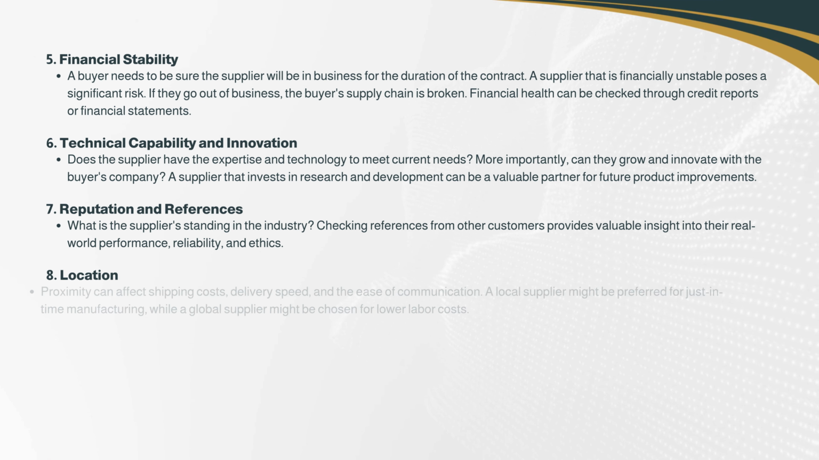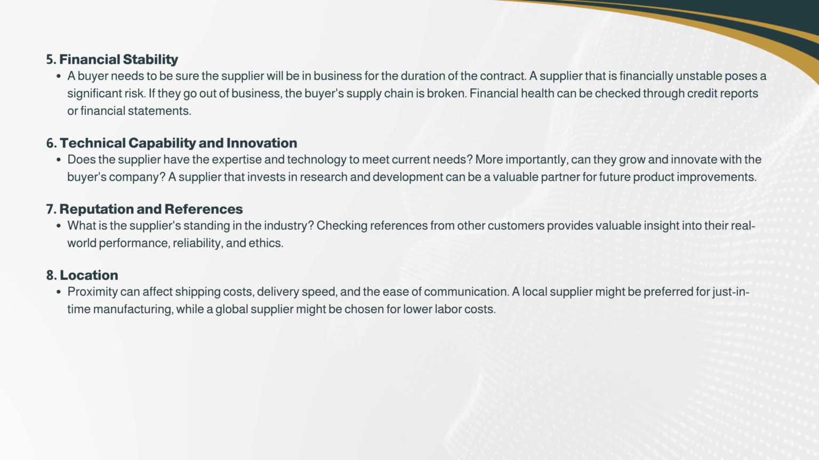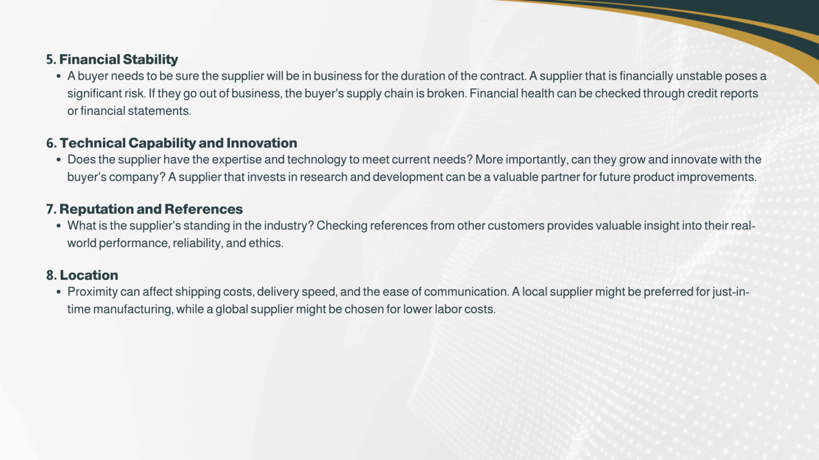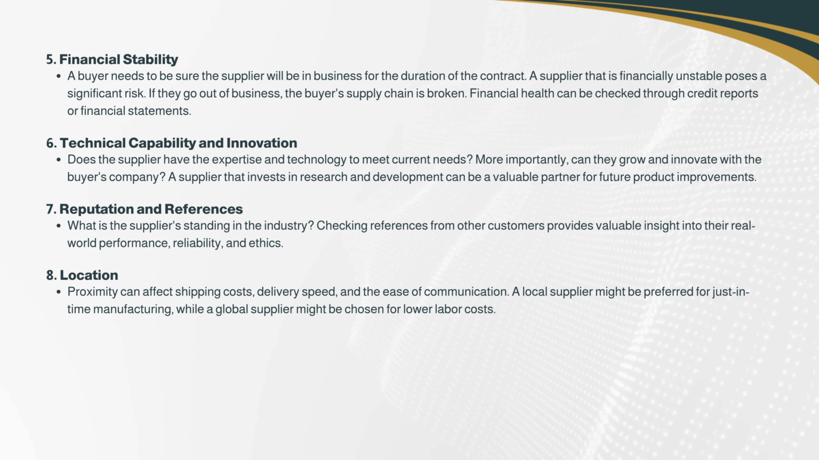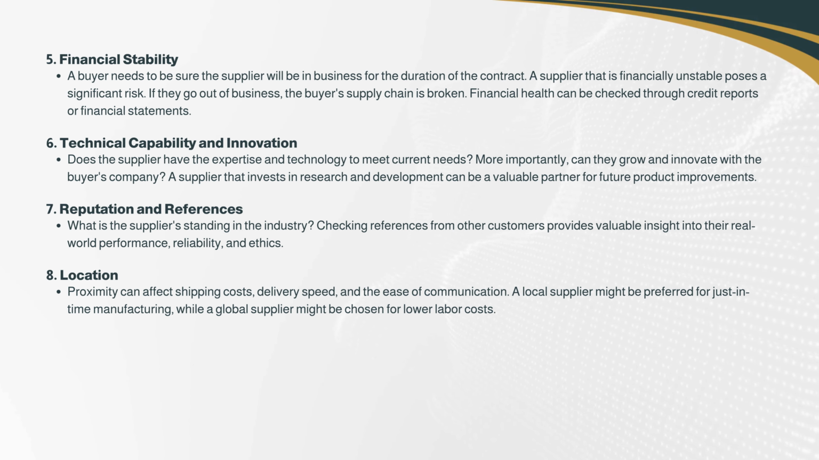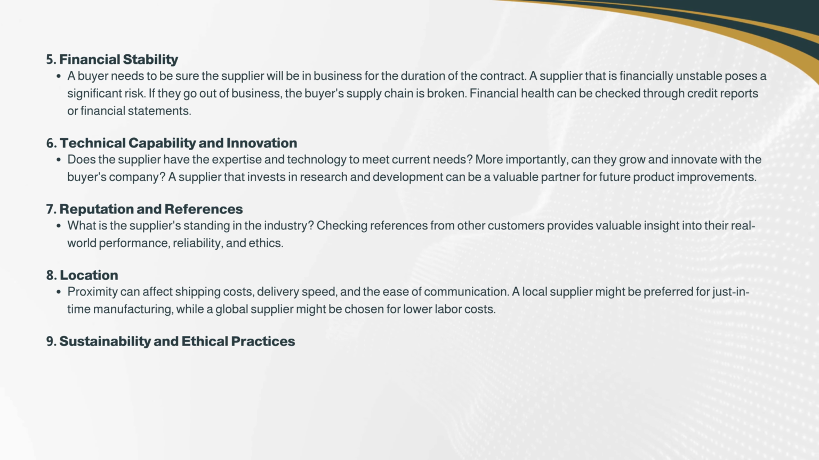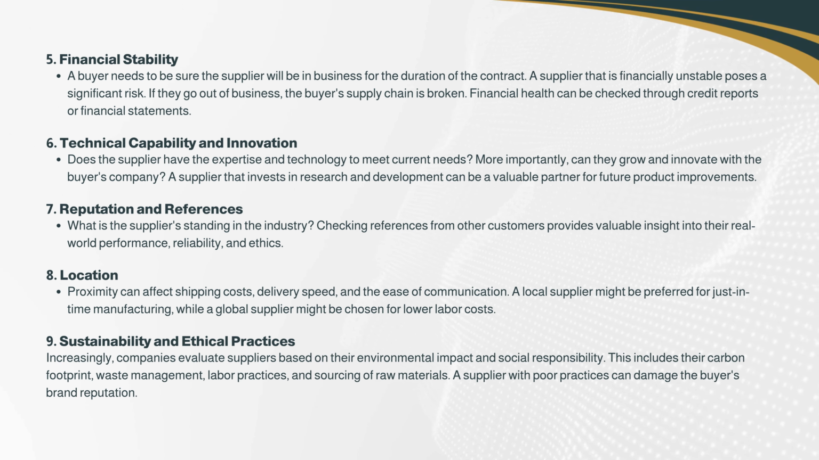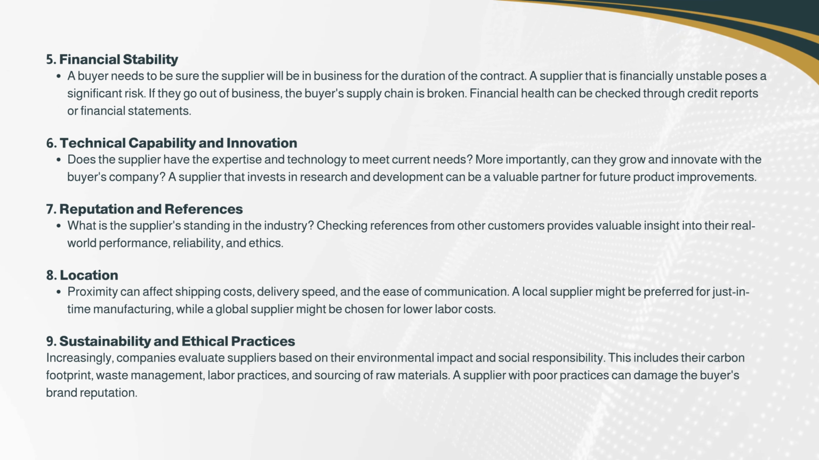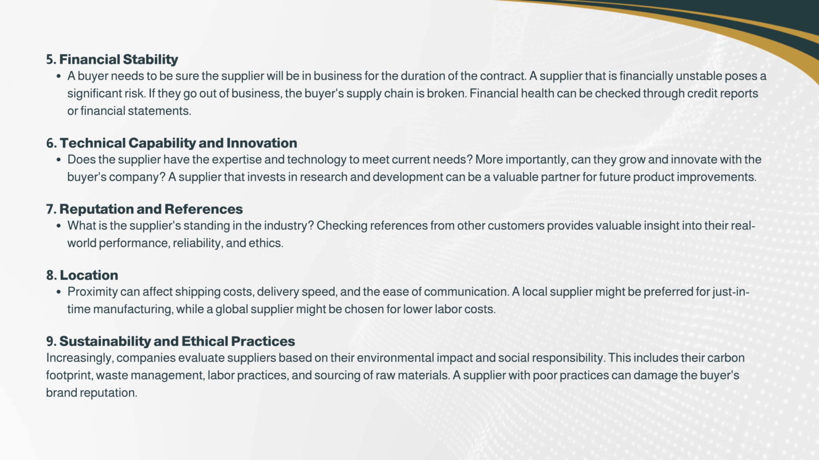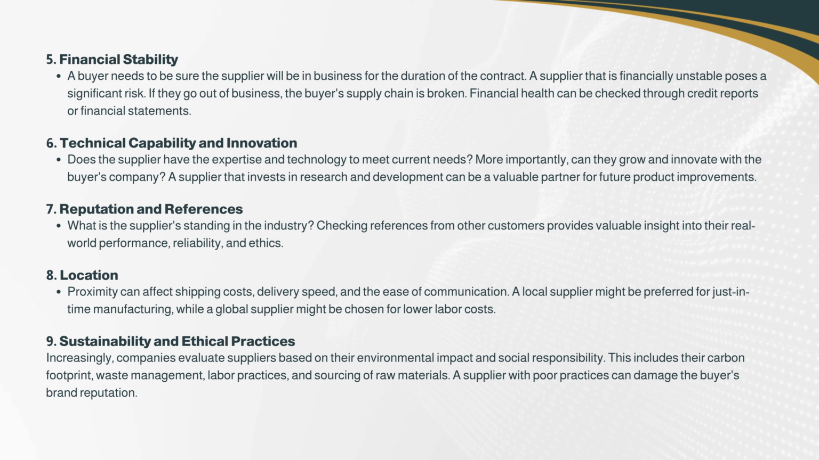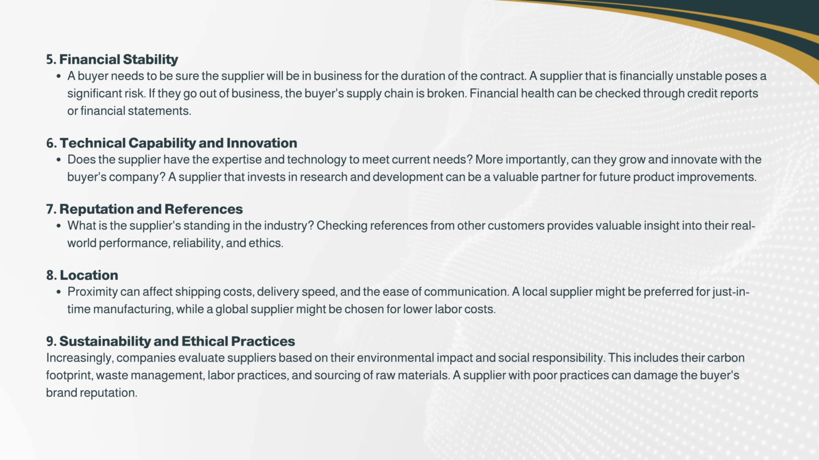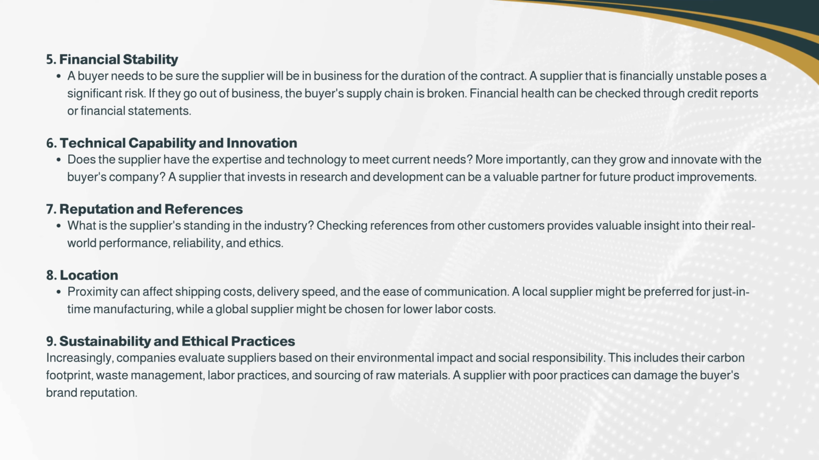8. Location. Proximity can affect shipping costs, delivery speed, and the ease of communication. A local supplier might be preferred for just-in-time manufacturing, while a global supplier might be chosen for lower labor costs. 9. Sustainability and ethical practices. Increasingly, companies evaluate suppliers based on their environmental impact and social responsibility. This includes their carbon footprint, waste management, labor practices, and sourcing of raw materials. A supplier with poor practices can damage the buyer's brand reputation.